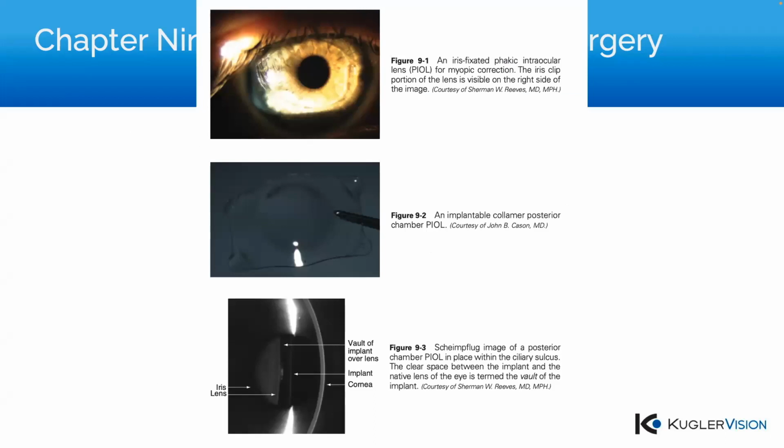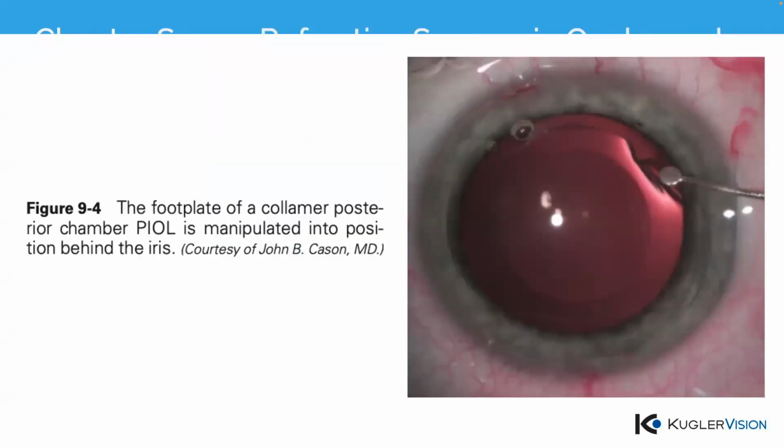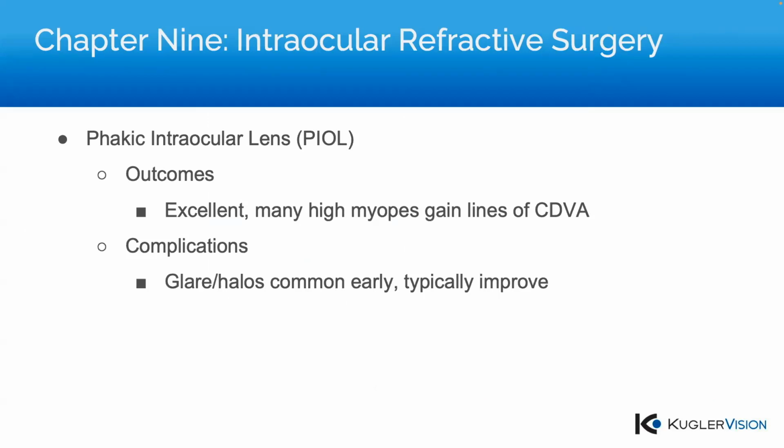So these are just some pictures from the text of phakic IOLs. The top image there is of an iris fixated one that you can see sitting in front of the iris. The bottom two are of an ICL, and you can see the ICL before its insertion in that second image, and then see a Scheimpflug image of where that ICL sits. So it's sitting right behind the iris, right in front of the natural lens and the sulcus. And this is what it looks like intraoperatively putting those in.